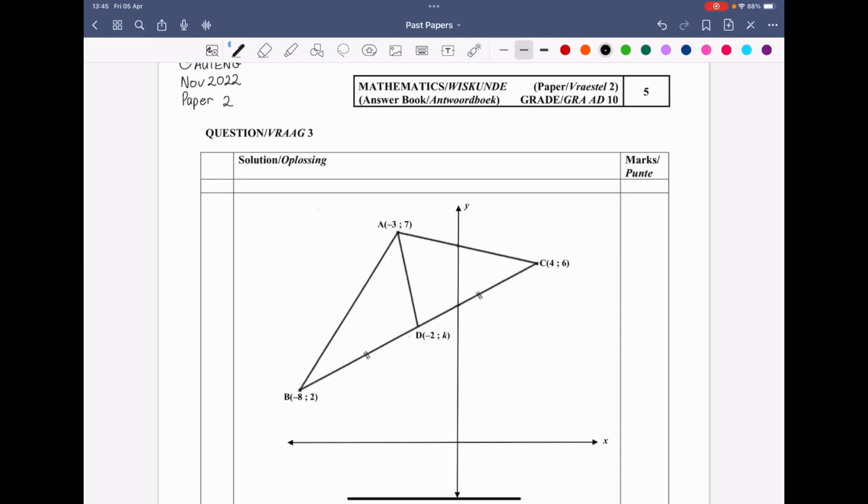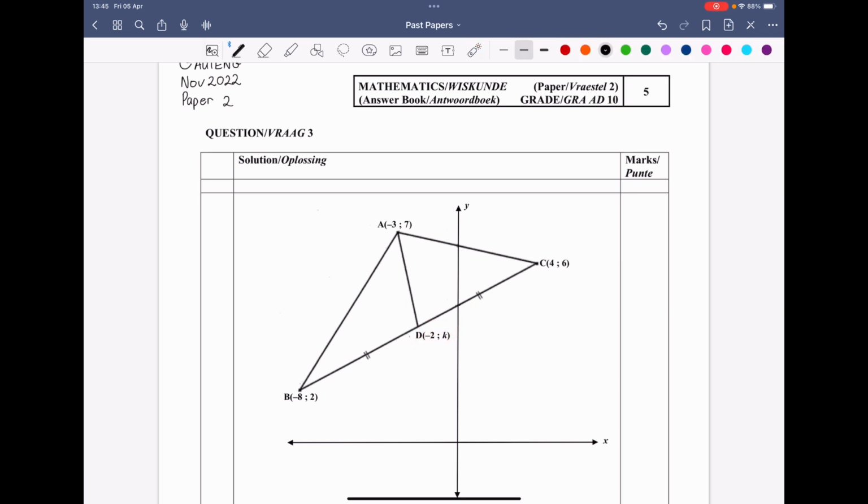Question 3, I'm given a triangle with the vertices A, B, and C and their coordinates, and I'm told that AD is a line in the triangle such that D is the midpoint of B and C. So that means that this line BD is equal in length to this line BC as labeled, and I'm told the coordinates of D are negative 2, k, so I know the x value, but I don't know the y value of D. Then we can answer the questions.